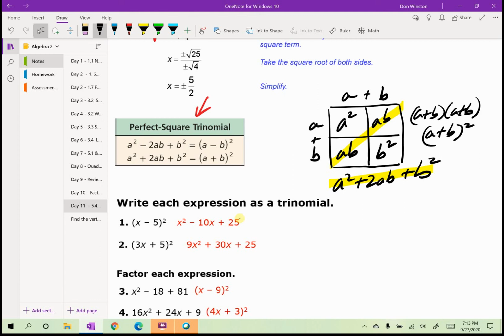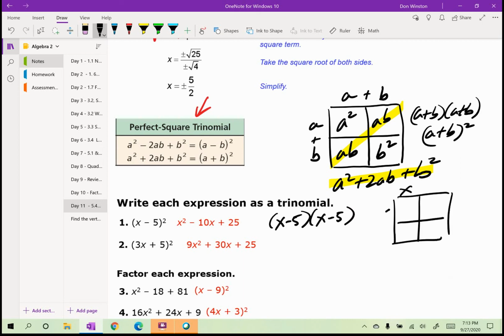x minus 5 squared, which is just x minus 5 times x minus 5. It's a perfect square trinomial. Again, I can represent that as, so this would be x, and that's x, and that would be minus 5 and minus 5, and so I'd have x squared minus 5x and minus 5x and 25, which would give me x squared minus 10x plus 25. Perfect square trinomial.